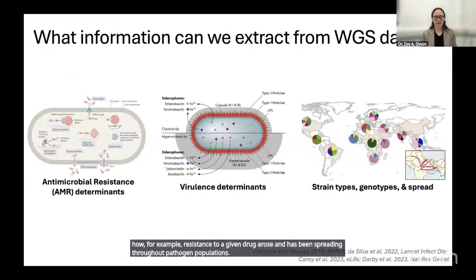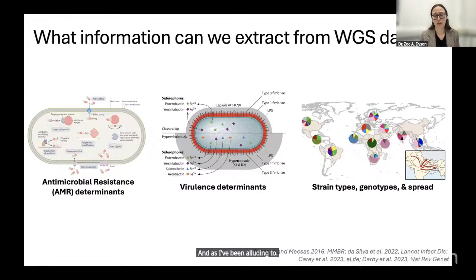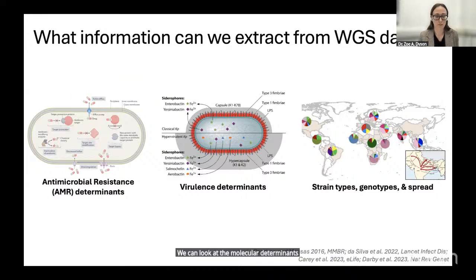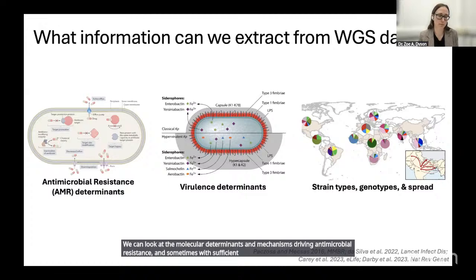And as I've been alluding to, there's a lot of different information we can extract from pathogen whole genome sequencing data. We can look at the molecular determinants and mechanisms driving antimicrobial resistance, and sometimes with sufficient sampling, we can actually look at AMR prevalence on a much greater scale.